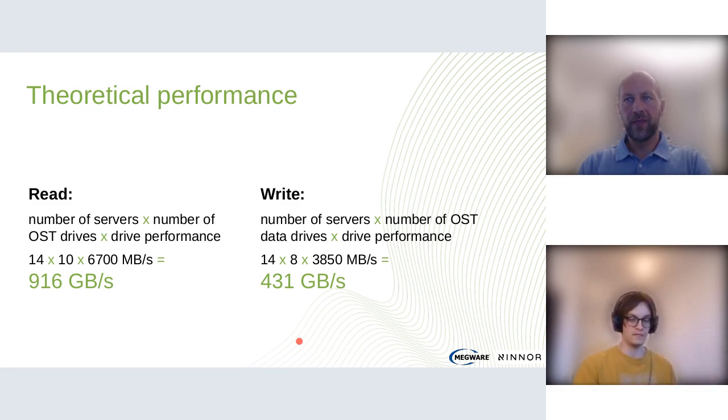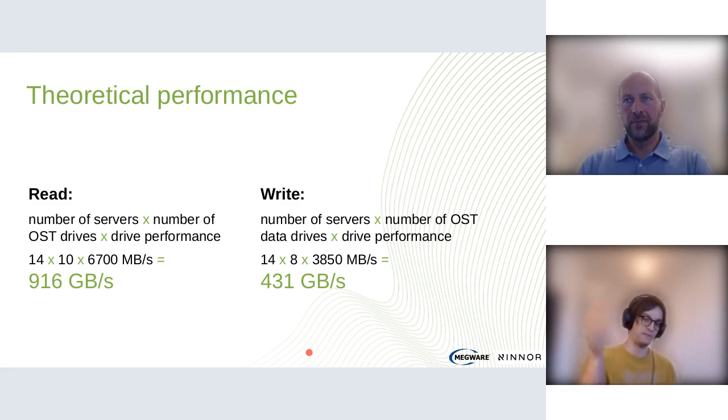Yeah, and then for reads, because each server has 10 drives in the RAID 6, we can read from the 10 drives with 6.7 gigabytes a second each, and then we have 14 servers. So in total, we have roughly 900 gigabytes a second read speed, theoretically. And on the writes, we can't write to parity, so we have 2 parity, so we can only write to 8 drives. So in theory, we have a little bit above 400 gigabytes a second write speed, if everything is perfect.